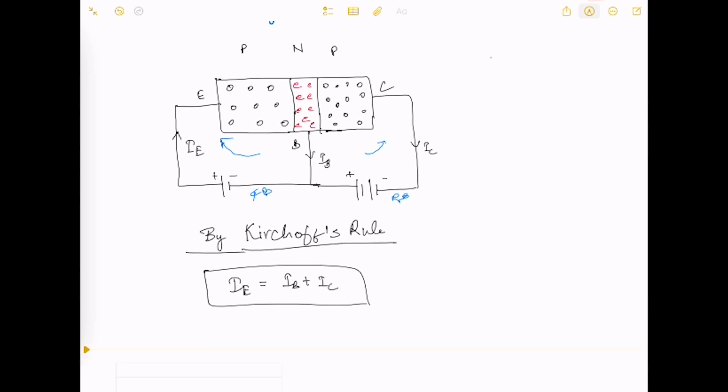Thus, due to the motion of holes from emitter to the collector, we get some current, that is the IE current. Also, when the holes move to the collector region, as this junction is reverse biased, the negative terminal attracts the holes towards itself. A huge amount of current flows in the collector region, due to which an IC current is obtained and an IB current is also obtained. Due to Kirchhoff's rule, IE is equal to IB plus IC.